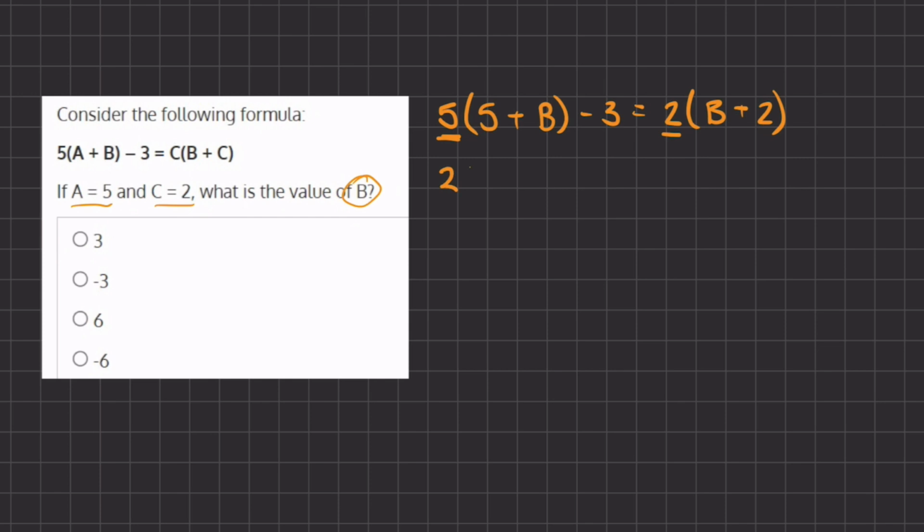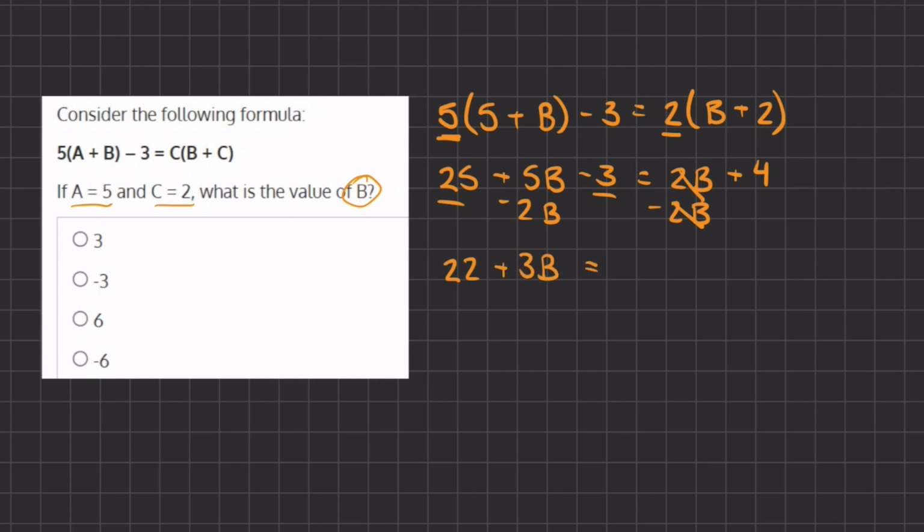So 5 times 5 gives us 25, and 5 times b gives us 5b. Minus 3 equals 2 times b, which gives us 2b, and 2 times 2, which gives us 4. Now let's start simplifying and combining like terms. So we're going to move all of our numbers that have b to one side, and we'll combine these two like terms. So we have 25 minus 3, which gives us 22, and 5b minus 2b gives us a 3b equals 4.